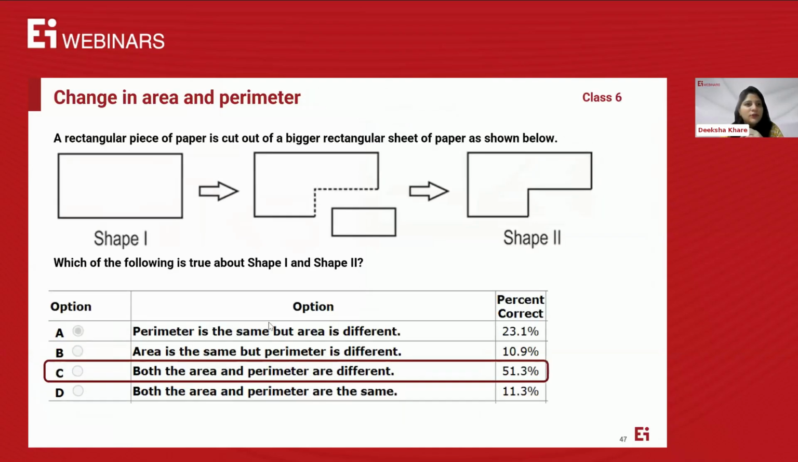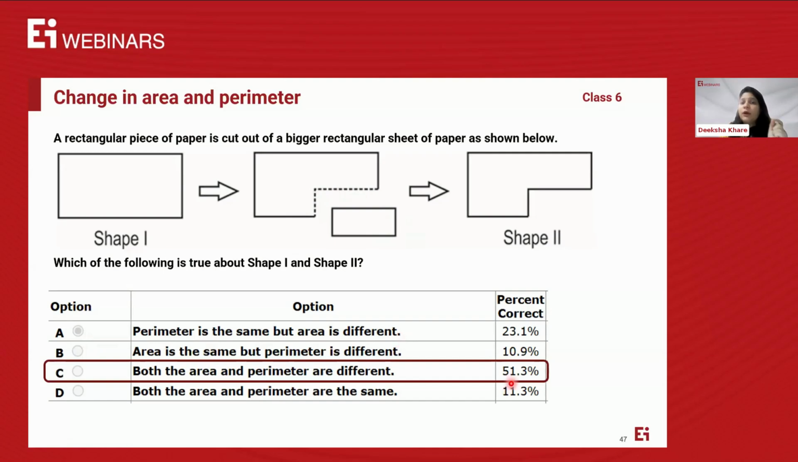All right, we'll see one more question. A rectangular piece of paper is cut out of a bigger rectangular sheet of paper as shown below. Which of the following is true about shape 1 and shape 2? We know that some portion is cut, so therefore area will definitely decrease. But what happens to the perimeter? This part was originally part of the perimeter, which is now equal to this part, and this part is equal to this part. So the perimeter has not changed, whereas area has decreased. The correct answer is option A: perimeter is same, but area is different.